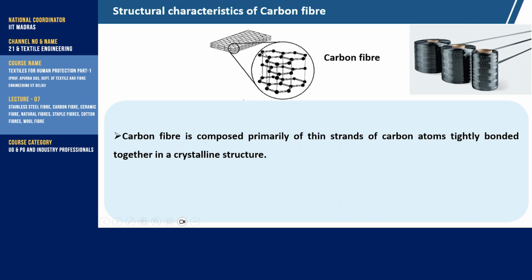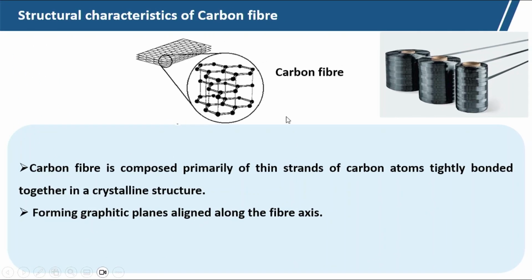So, these are very thin strands, okay, forming graphite planes aligned along the axis. You can see this is the axis, and here these are the graphitic planes, and they are aligned along the axis of the fiber, along this plane. So, multiple planes are arranged.